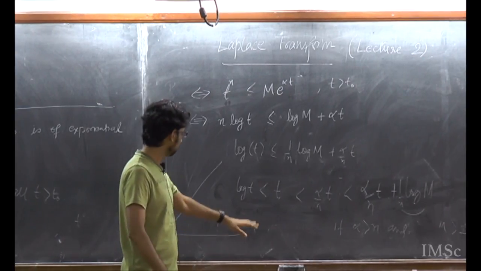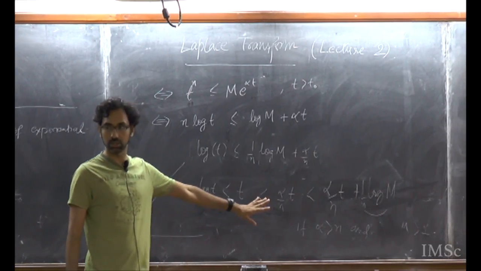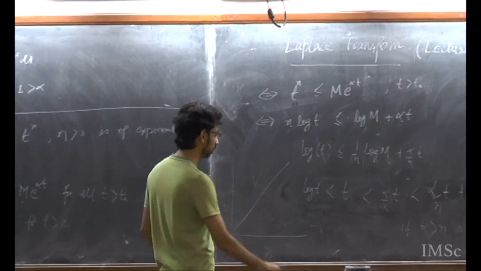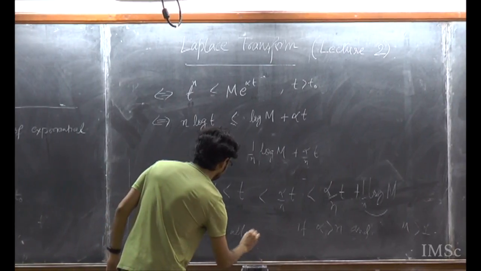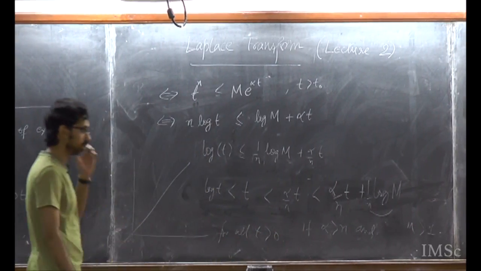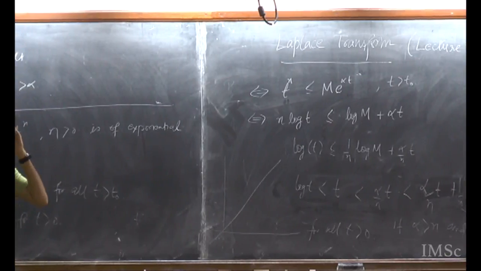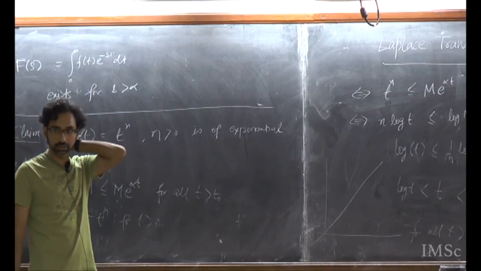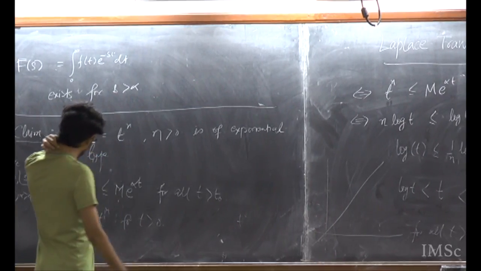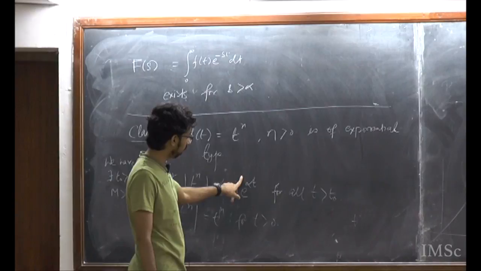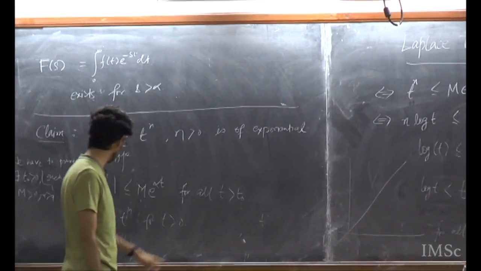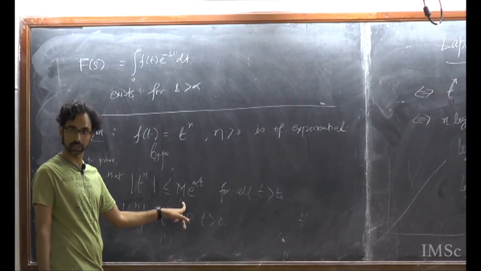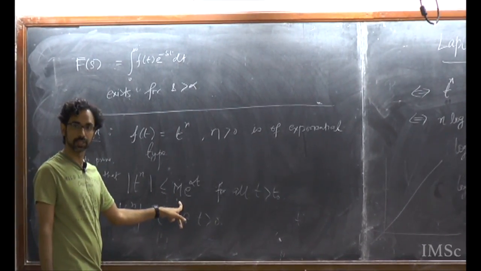And in fact, this will be valid for all t greater than 0. So t naught is in fact 0. Does everyone agree with this proof? So we have found in the end m, alpha and t naught such that t to the power n is less than or equal to m e to the power alpha t. Is it clear?